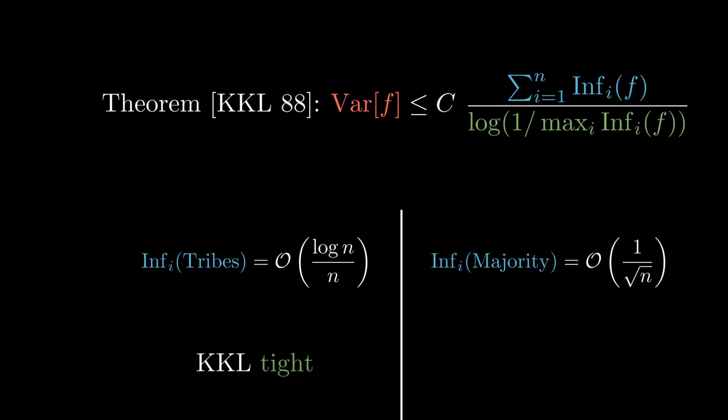For this function, every influence is of order 1 over square root n, which is a wee bit too large for KKL. To deal with this function, we turn to a different strengthening of Poincaré, proved in 1993 by Michel Talagrand. But first, we need to define the sensitivity of a function, a quantity similar to the influence.